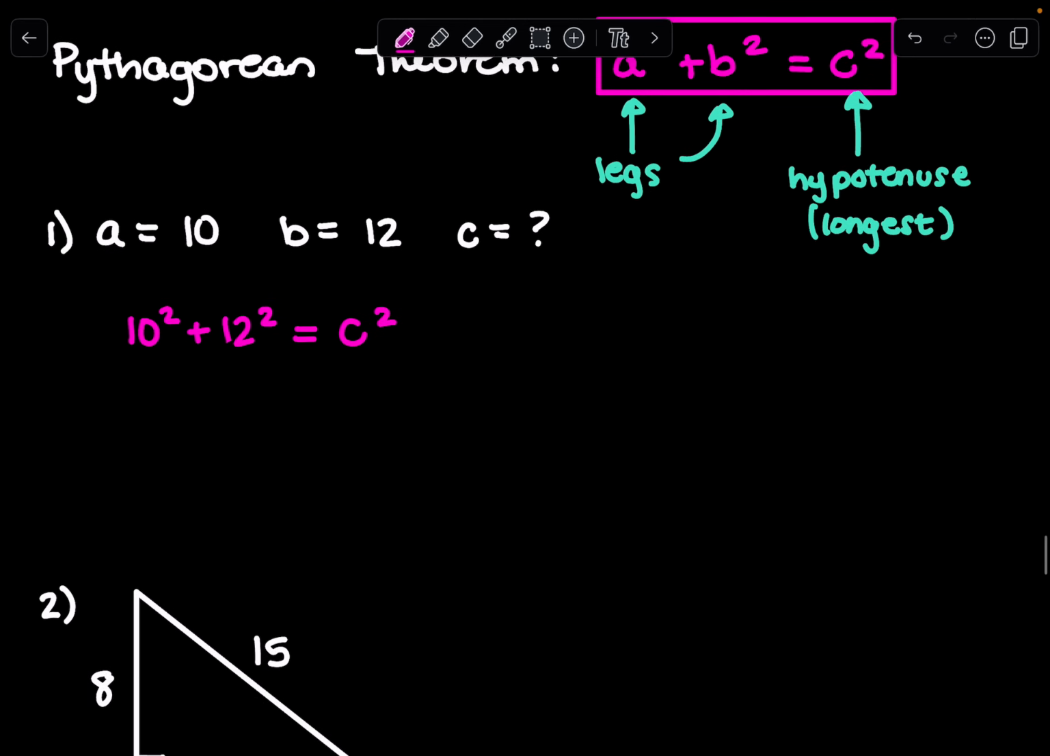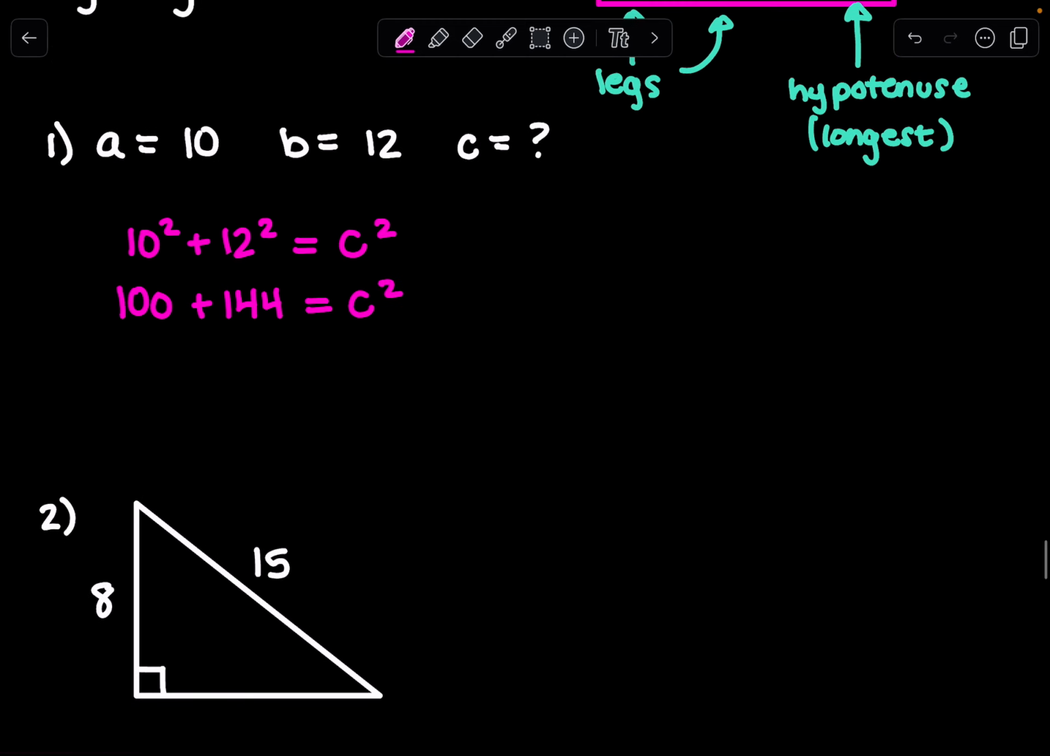Then I'm going to go ahead and add these two values together. So let's turn them into 100 and 144 first. Is equal to c squared. So 244 is equal to c squared.